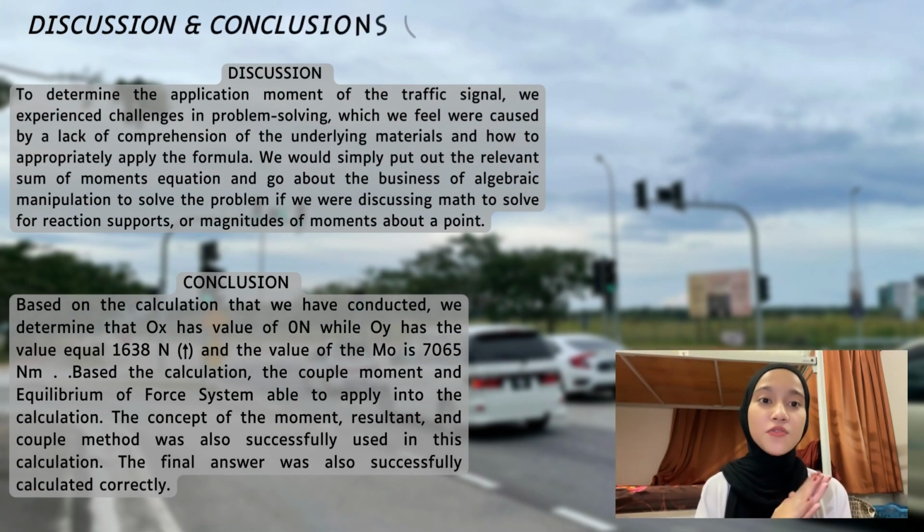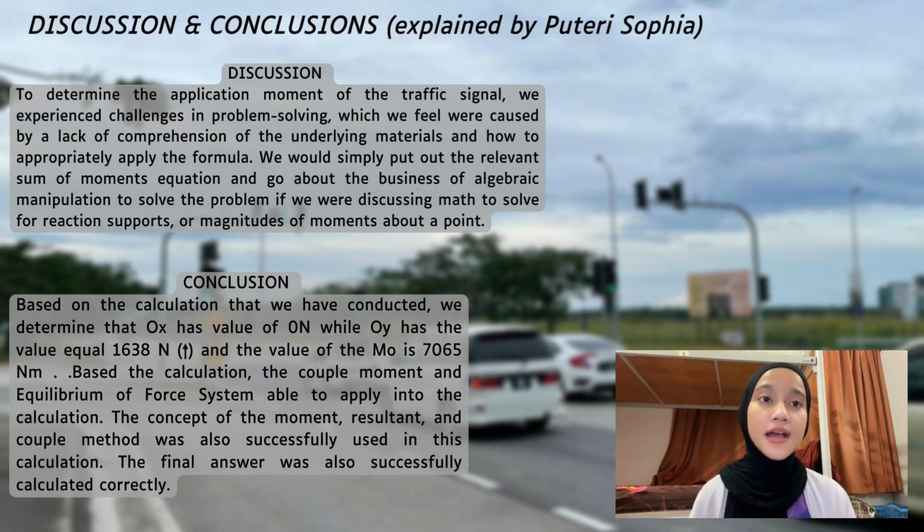As a result of our project, we have determined that Ox has a value of 0, Oy has a value of 1638 N, and Mo has a value of 7065 Nm clockwise. We employ the couple moment and force equilibrium system that can be used for the calculation. Finally, the final answer was calculated accurately as well. That's all we have got.